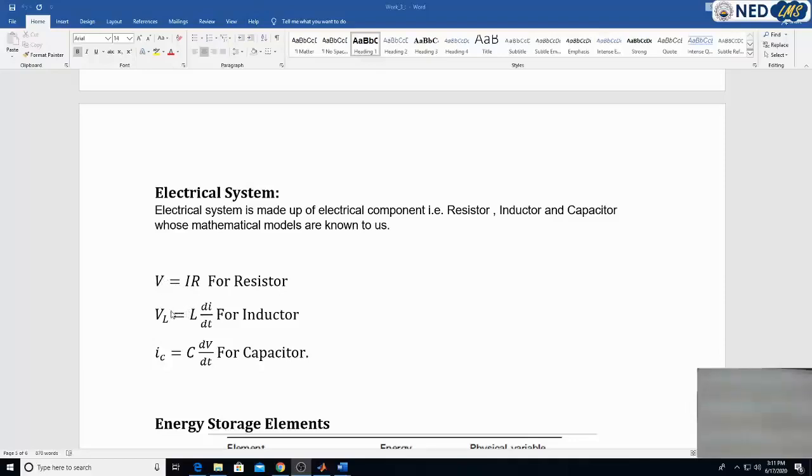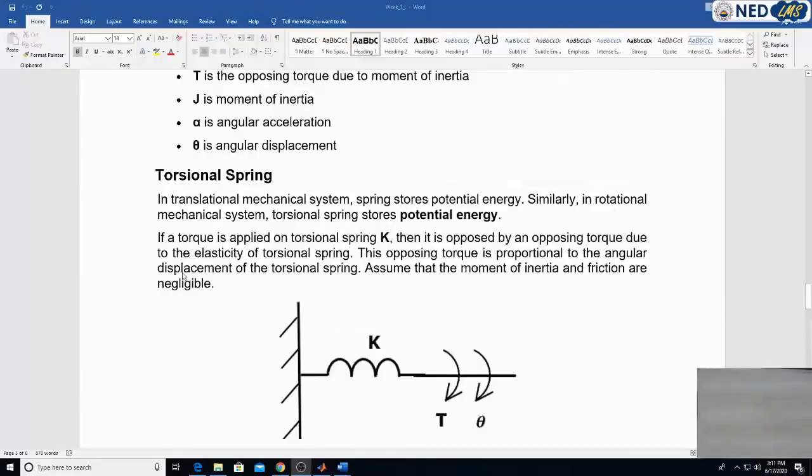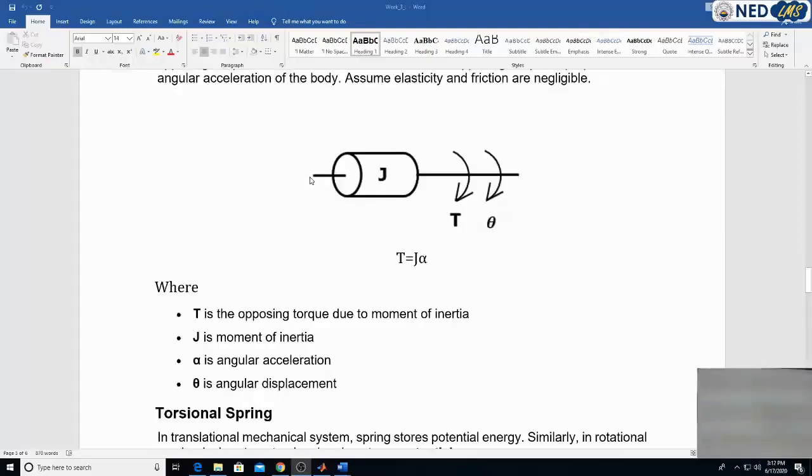Similarly, voltage across the inductor will appear whenever there is a change in current. di/dt represents the change in current with respect to time. Similarly, current through the capacitor will only flow if there is a change in voltage across the terminals of the capacitor. So we know the basic elements of all these types of systems: mechanical translational, rotational, and electrical systems, and that physical elements can be represented by their equivalent mathematical models.